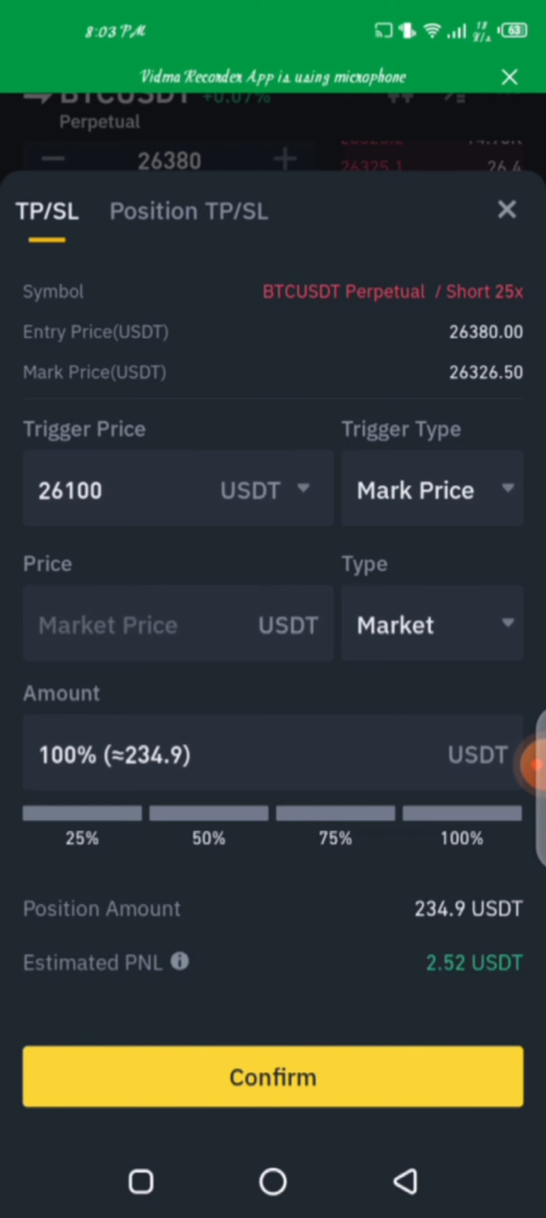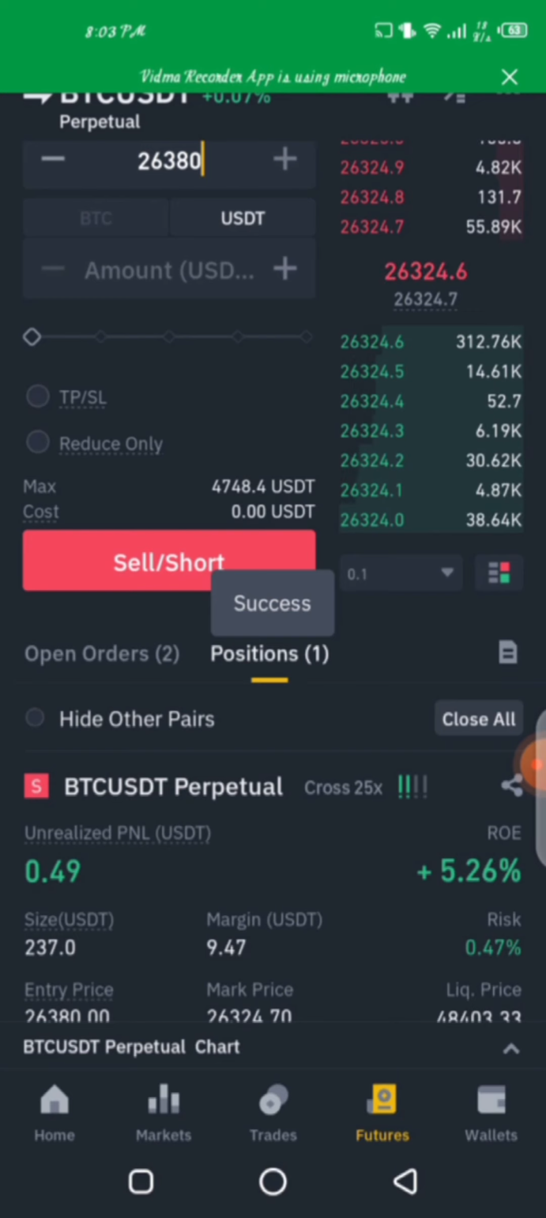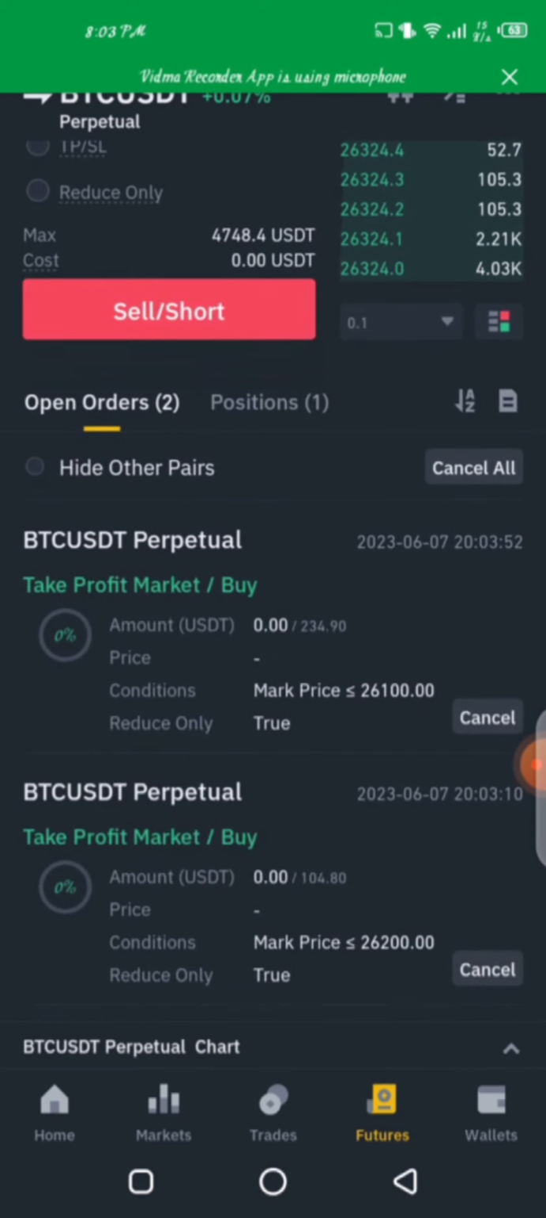And this time around, I'm not going to do 50%, I'm going to do 100%. And if it closes, this is the profit I'll make, $2.52. And I just click close, confirm. That is how I have set my first take profit and my second take profit. That is how you do it.